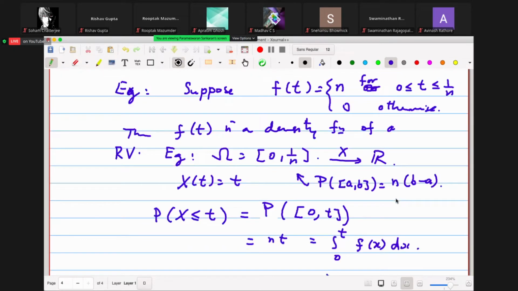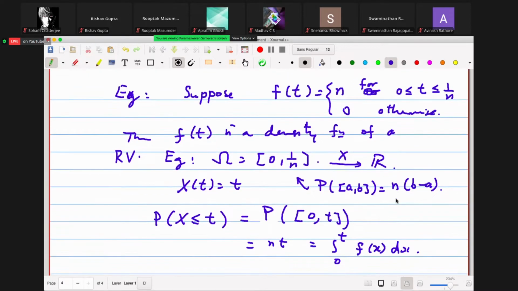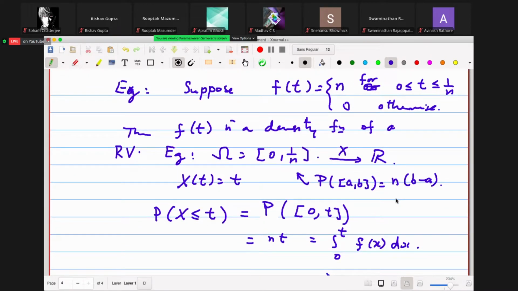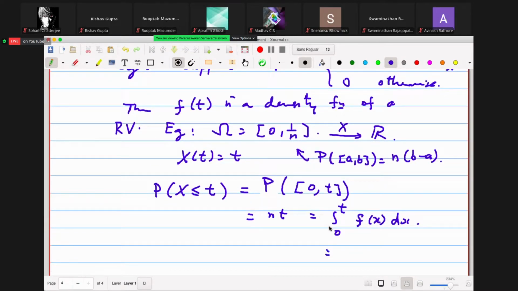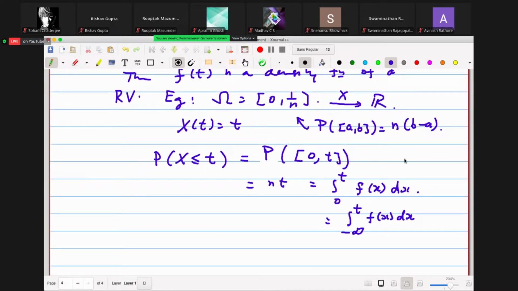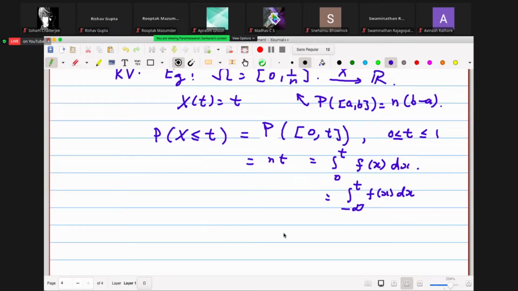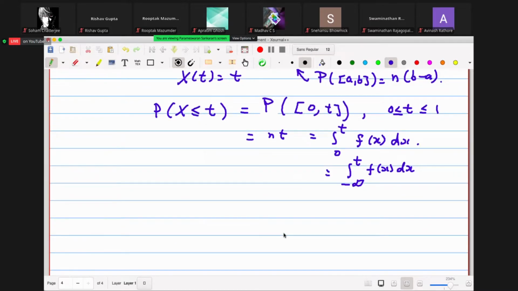So if you are not able to see it, here it is. f(t) is always n in that interval. Outside of that interval, 0. So you can rewrite it, if you like, as the integral between minus infinity to t of f(x) dx. And this holds. To begin with, it is holding good for what? For 0 less than or equal to t less than or equal to 1. But you check that this is also true if t exceeds 1, no problem, because f has become 0 there. Okay, so this is just a very simple example.